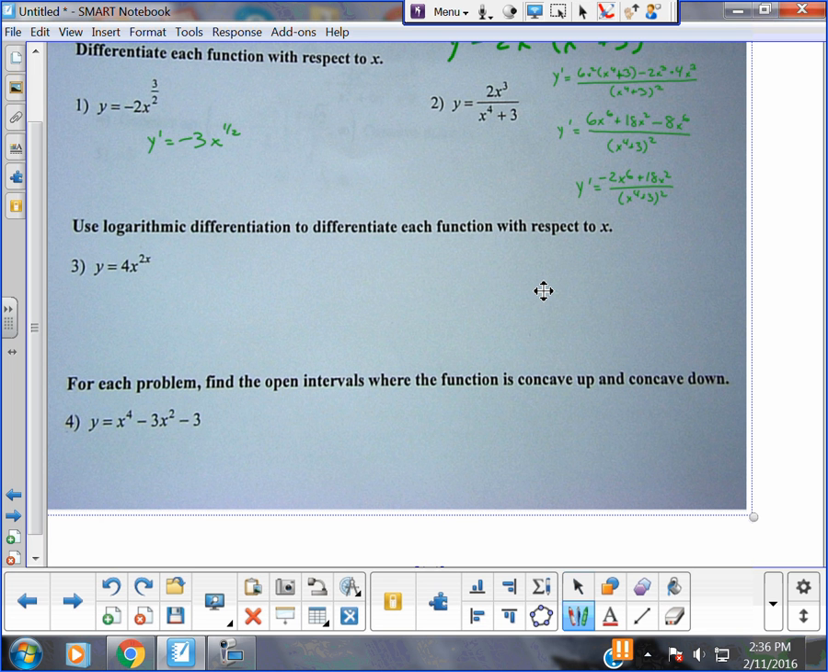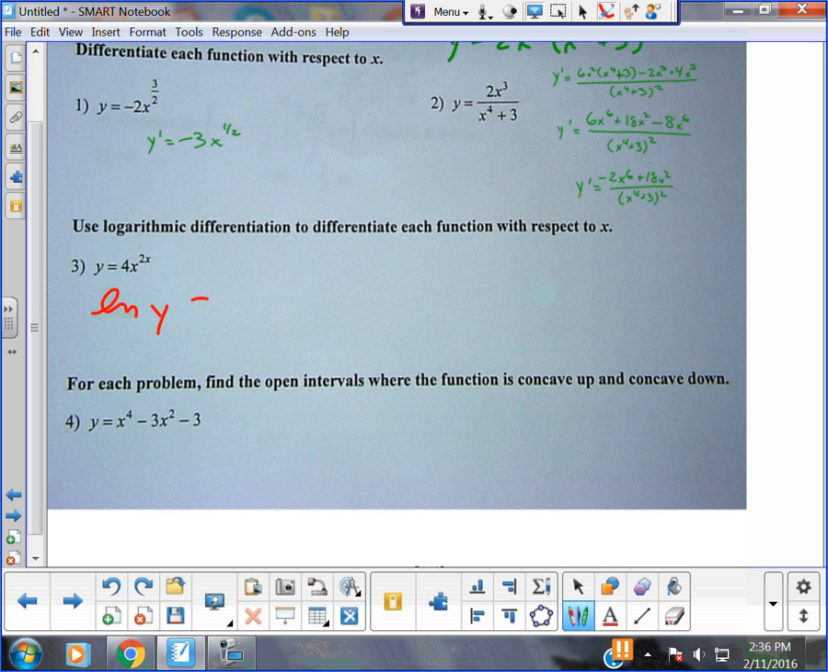Use logarithmic differentiation to differentiate each function with respect to x. First of all, you should see that you had to use a log, guys. I shouldn't have to tell you, because are we able to take the derivative of 4x raised to the x? No. We don't know how. You guys agree? So I am going to take the natural log of both sides.